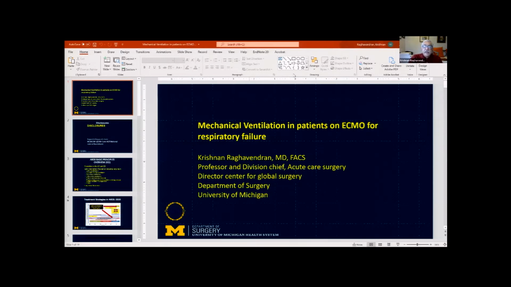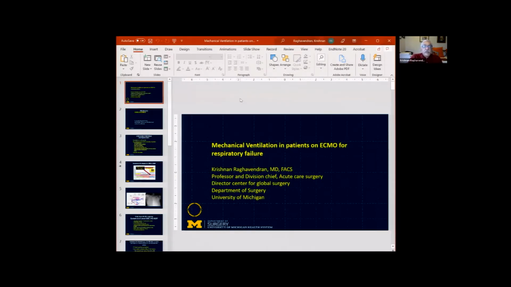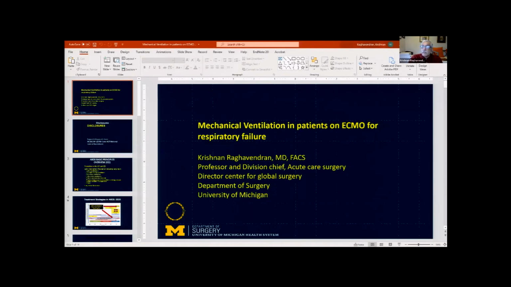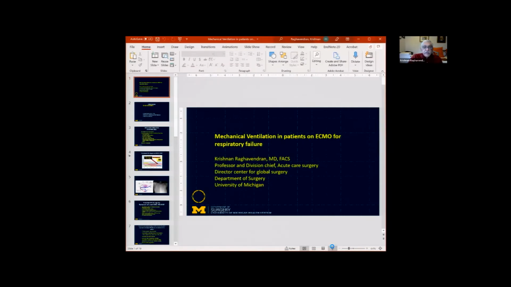And essentially, what I would like to do here is to give you an idea of our experience with veno-venous ECMO, and what our experience is regarding this particular strategy.